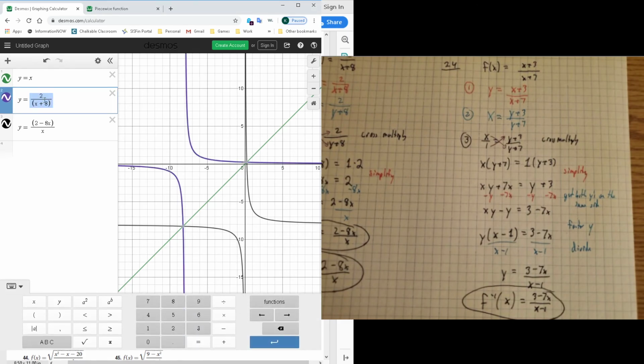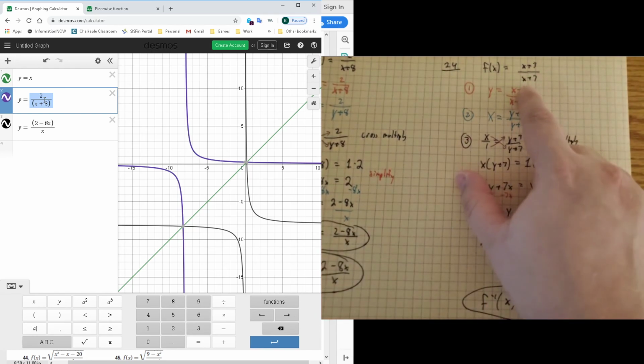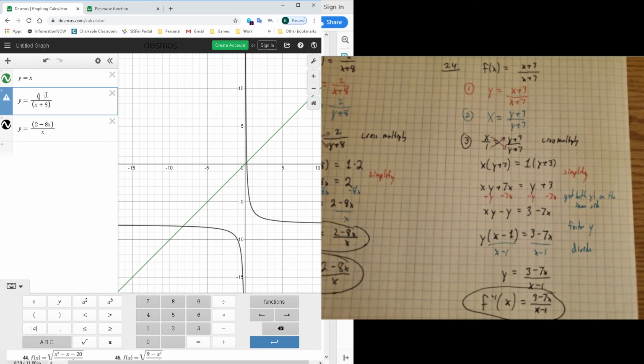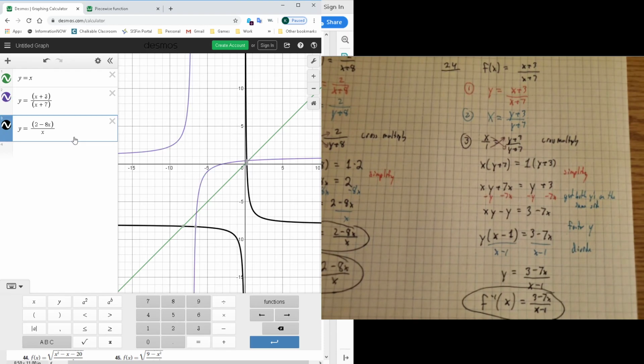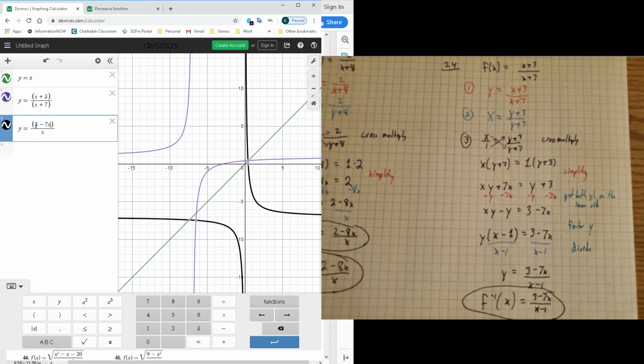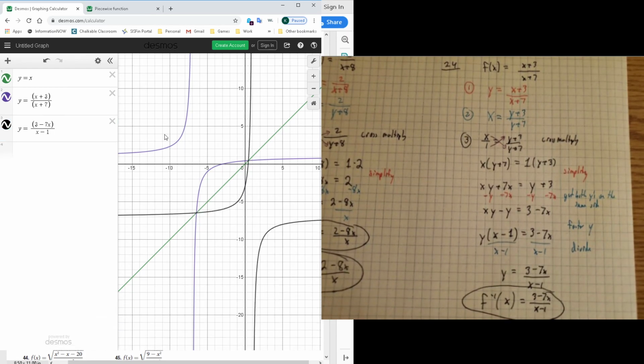So in the first one, I end up with, let's see, it was x plus 3 over x plus 7. So on top, I have x plus 3. On bottom, I have x plus 7. Okay. And on the second one, I have 3 minus 7x over x minus 1. Look at that. It's cool looking, but it's an inverse, right?